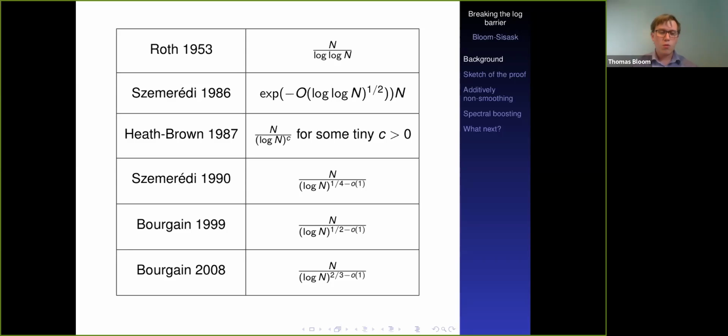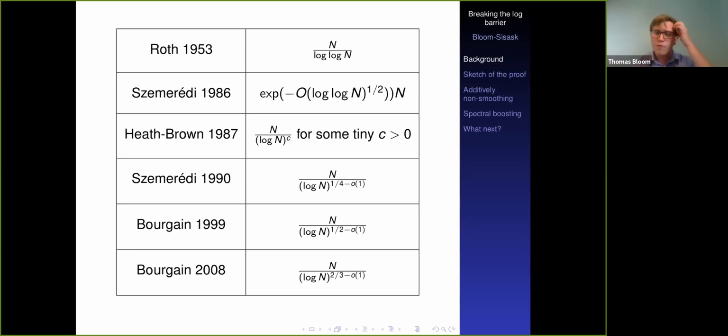And this paper introduced a lot of new concepts and ideas to the area. One of the most significant, which will play a big role in the proof in this talk, is something called Bohr sets. It was really the introduction of Bohr sets over arithmetic progressions, for example, which allowed for this push past log n to the 1/3 to log n to the 1/2.